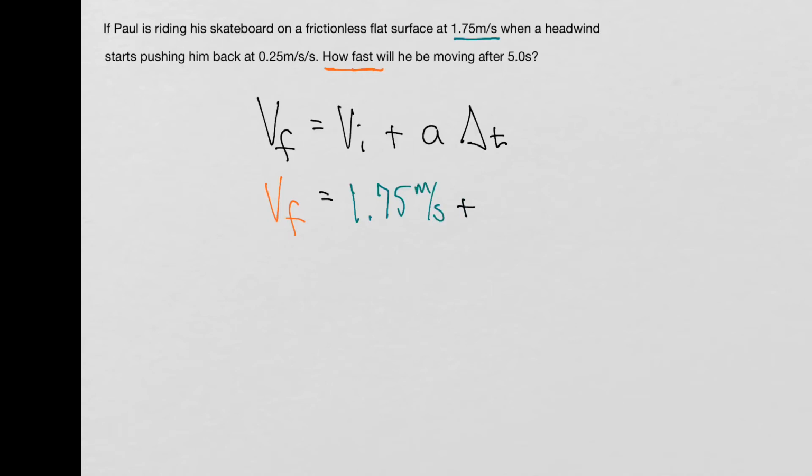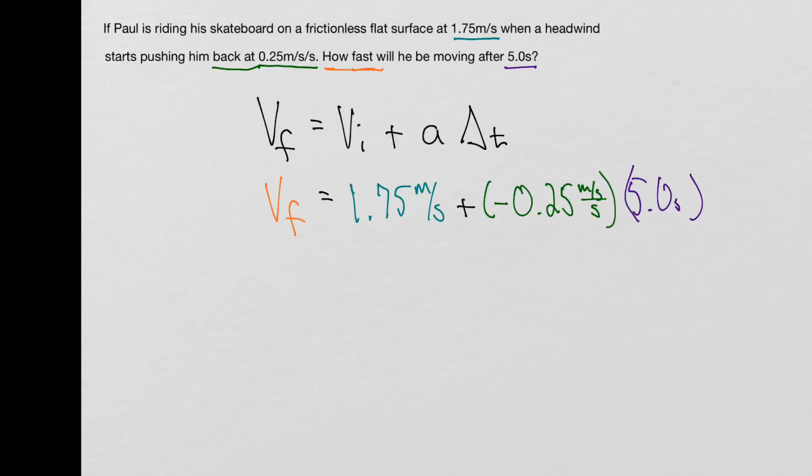Now, his acceleration. If we watch the units there, you can notice that the acceleration is going to be meters per second every second, because that's a change in his velocity. But we also have to recognize the directionality of that. Remember, it's a vector, and it's pushing him backwards. So that's going to be a negative 0.25 meters per second every second. That's how much it's slowing him down every second. And then he does that for a total time of 5 seconds, and we'll know how fast he's going after 5 seconds.